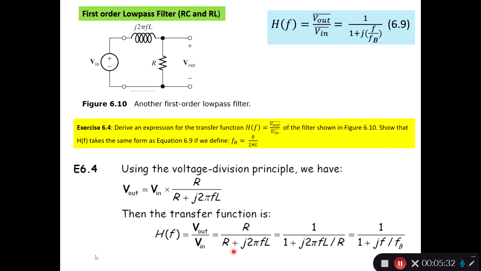So we divide every component by R. R divided by R gives 1. Also R here divided by R gives 1. And then we have to divide this expression by R as well. So now we can say, okay, if the breakpoint frequency is R divided by 2πL, we can recognize the 2πL divided by R here. We can rewrite the equation as 1 over 1 plus jf divided by f breakpoint. So this is the answer for exercise 6.4.